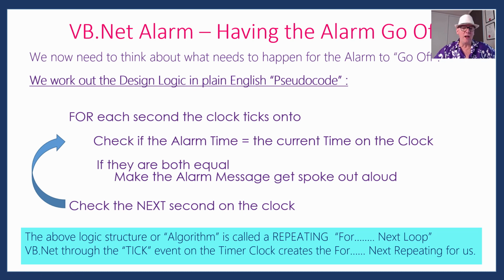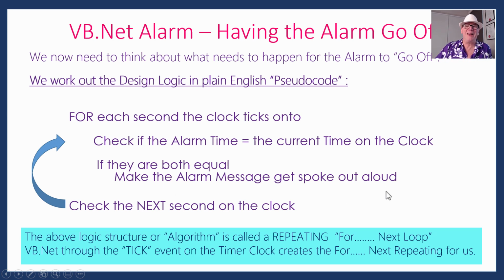Now, we also have here that after we've done that check, it's time to check the next second of the clock. So this is called a loop because we just keep continually doing this over and over and over. So we check, does the alarm time equal the current time on the clock? If it does, bang, make the alarm go off. Oh, nope, nothing happened then. Okay, check again. Is the alarm time the current time on the clock? And if it isn't, well, check again. It's done another tick. Are they both equal? Because if they're both equal, you've got to make the alarm message go off.